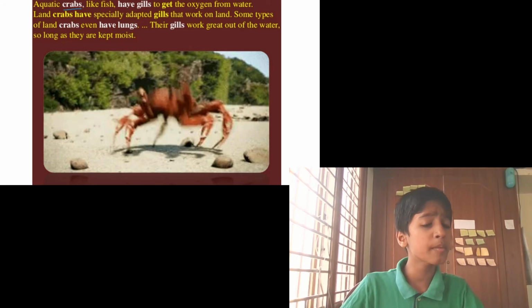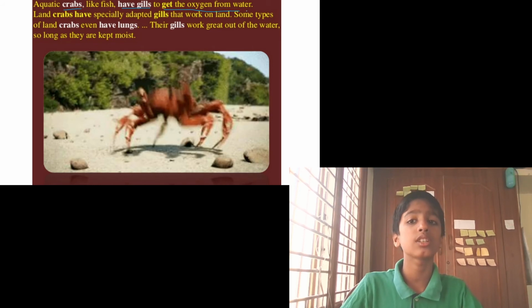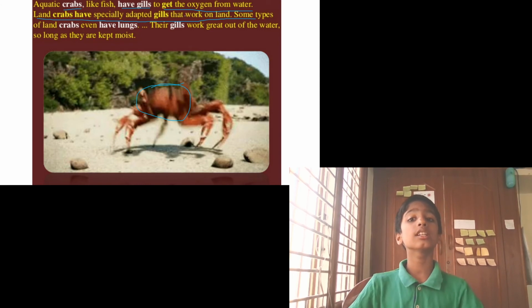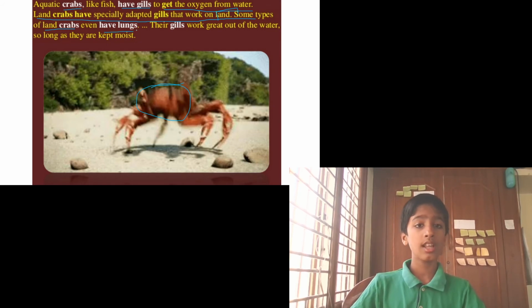Now, coming back to the topic, crabs have gills to get oxygen from the water, and land crabs have specially adapted gills that work on land. There are many types of land crabs, and some even have lungs like us. So their gills work out of the water.